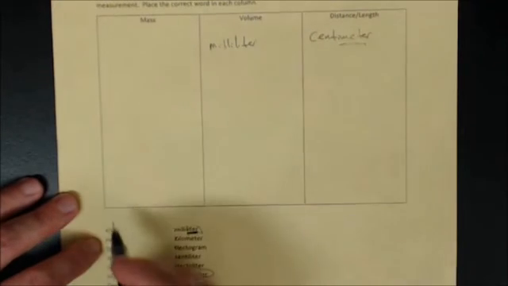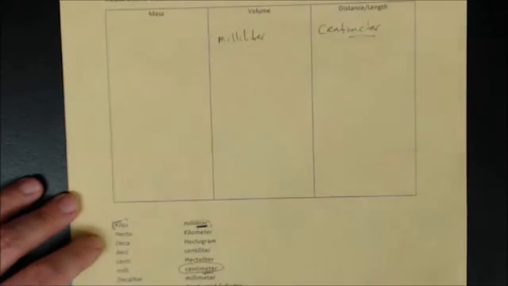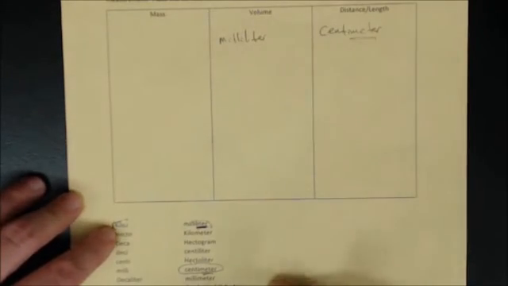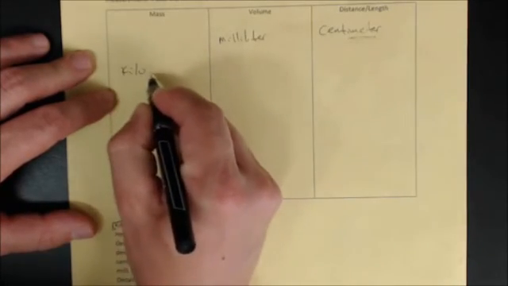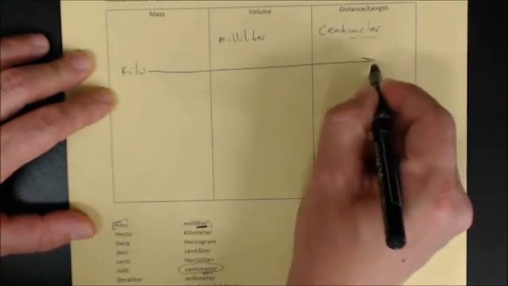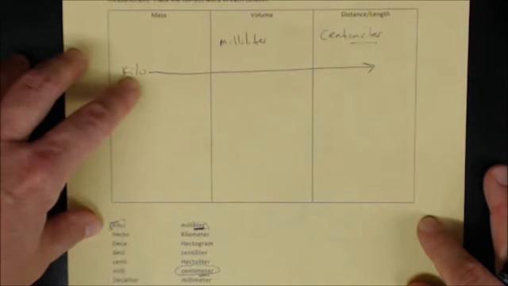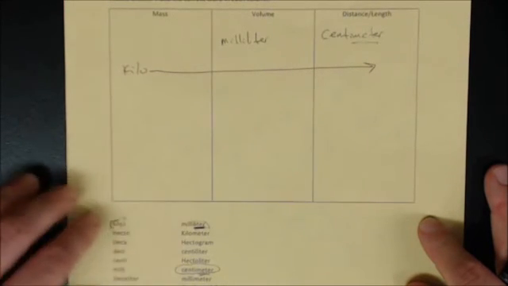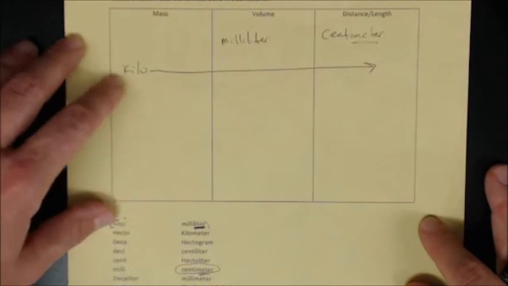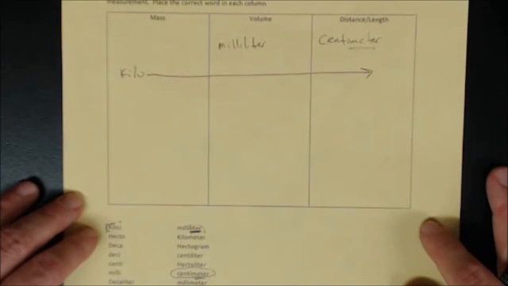Some of these words, especially in this left-hand column, like kilo, are actually prefixes. Kilo belongs in all three of these columns. If you want to, you can just write the word in one column and bring an arrow over, because we see kilo associated with mass, volume, and distance or length. For instance, here's the word kilogram, kiloliter, kilometer. All of these have the prefix kilo, so these prefixes are going to be in all three of the columns. So that's pretty much how you do it.